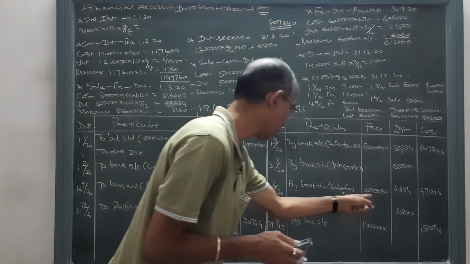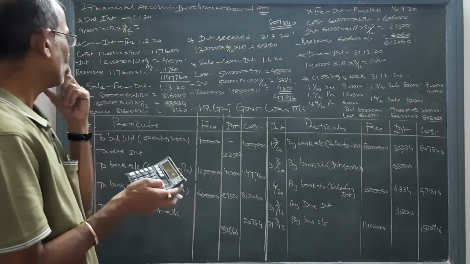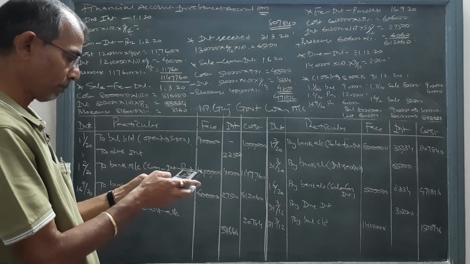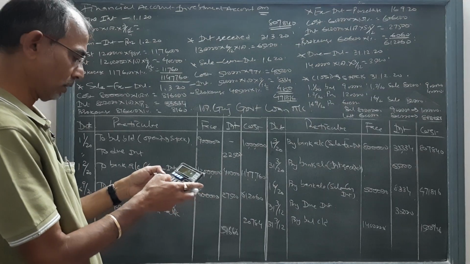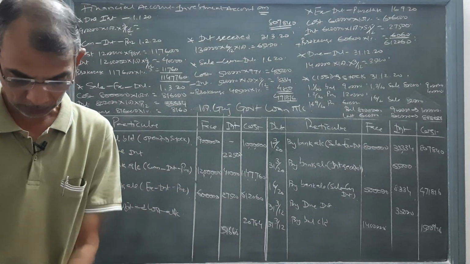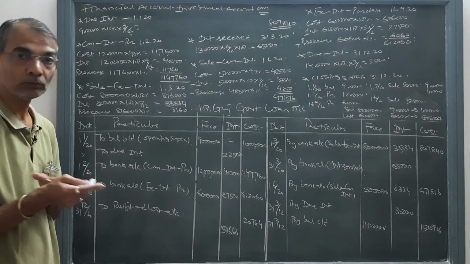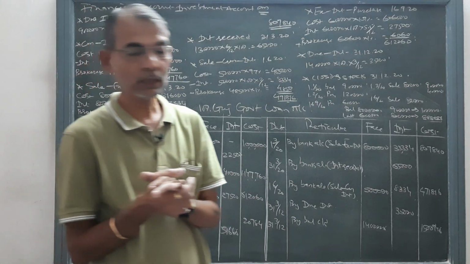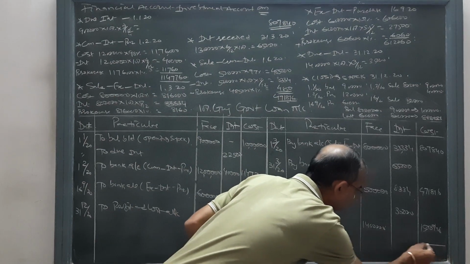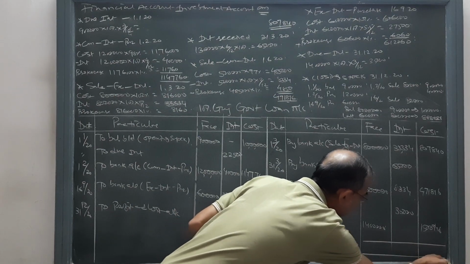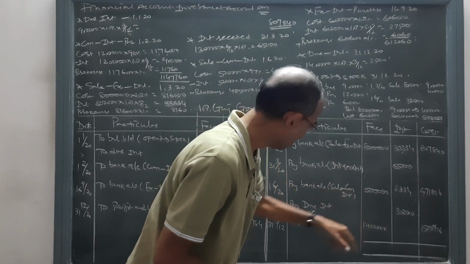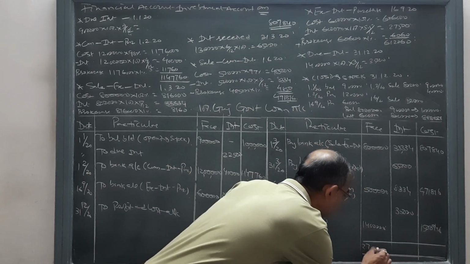I have some doubt on this interest also, so let me check this also. 5 lakh into 10%, 50,000 into 2 months. This is the right figure. So in this way we have to complete this sum. Let me write all the totals: 8 and 5, 13 and 14, 27 lakh.